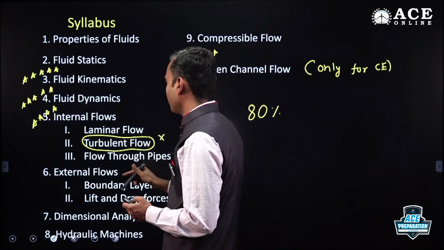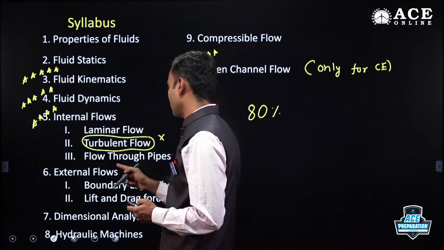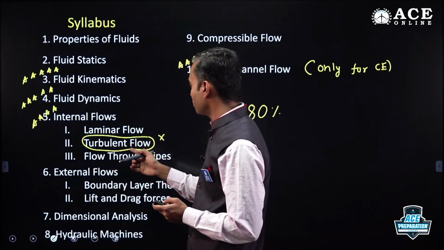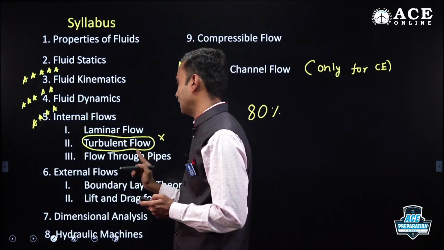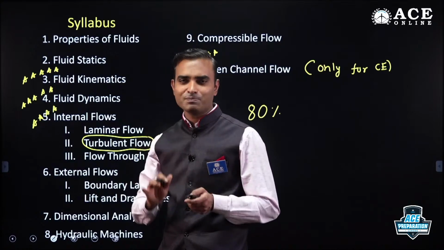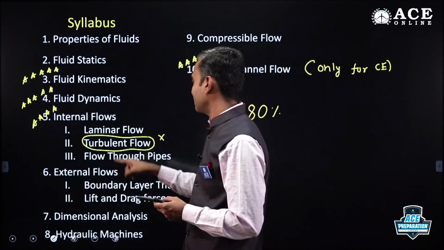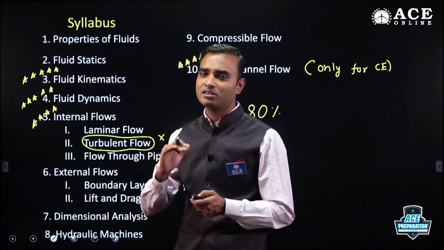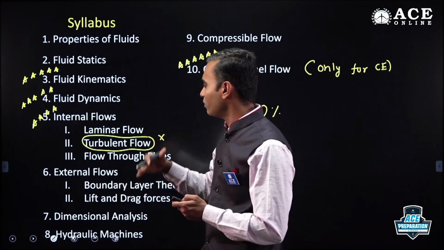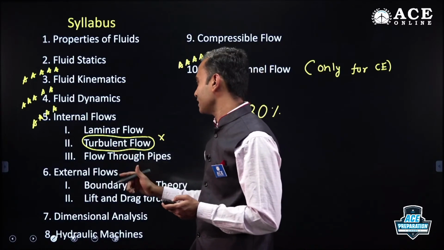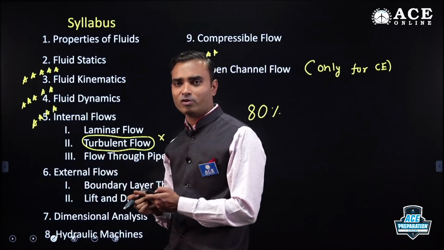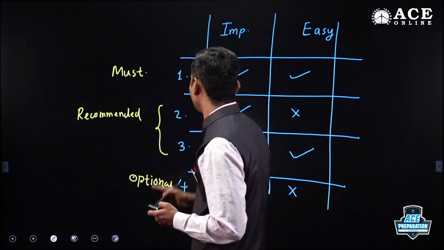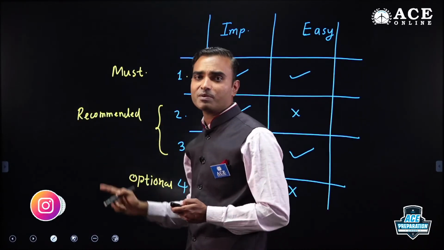But if you leave this turbulent flow, laminar flow and flow through pipes, these 2 chapters are very easy, and questions are also frequently asked based upon the laminar flow and flow through pipes chapters. As per me, in fluid mechanics, laminar flow and flow through pipes, these 2 chapters are the easiest to understand and easiest to score. There are only a few formulas, and in most cases you will get direct questions based upon formulas. So as per me, laminar flow and flow through pipes falls in the first category. So you must prepare that.